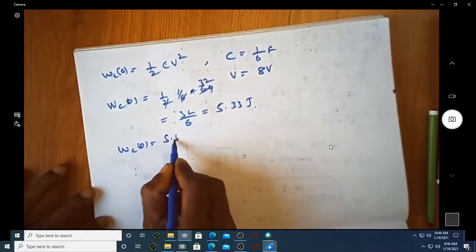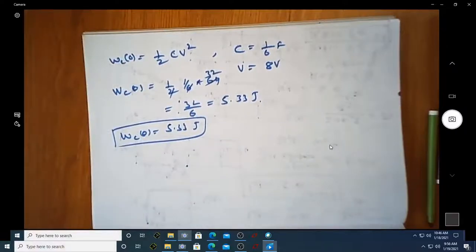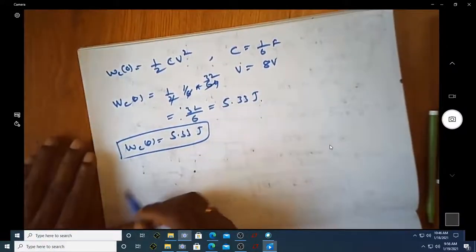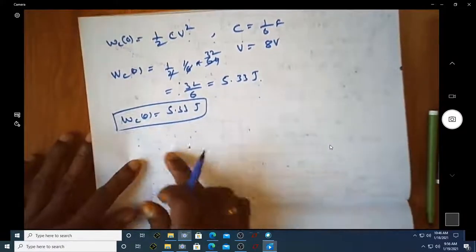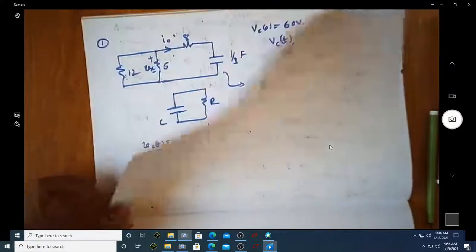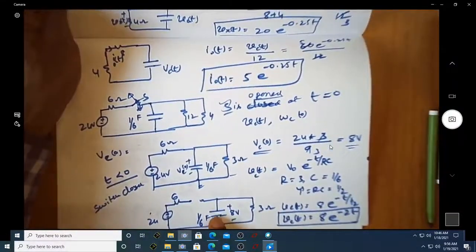This is the value of the energy that is stored in the capacitor before I open the switch. Once I open the switch, it will start dissipating across the resistor, because this resistor is coming in parallel with the capacitor.